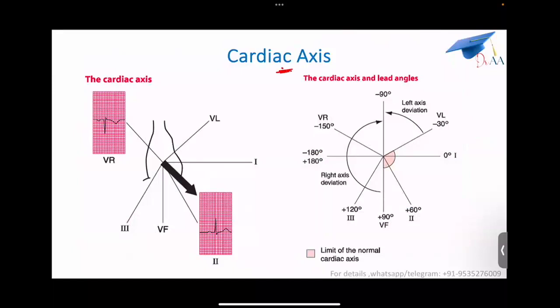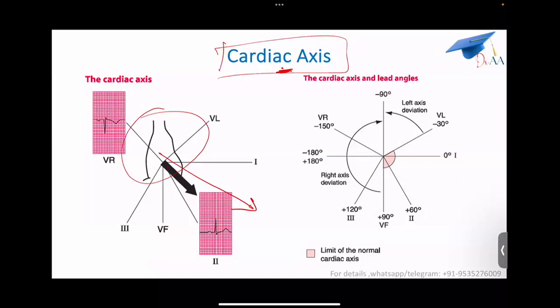Now we are going into cardiac axis. What is cardiac axis? All the electrical activity happening in the heart, you make vectors of those and add up everything. There is a vector which comes up in this way. The sum total of the electrical activity happening in the heart is known as cardiac axis.